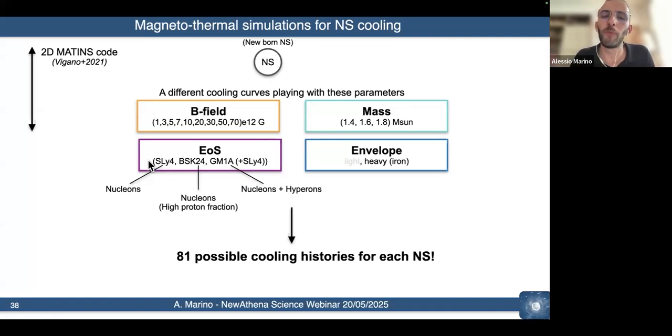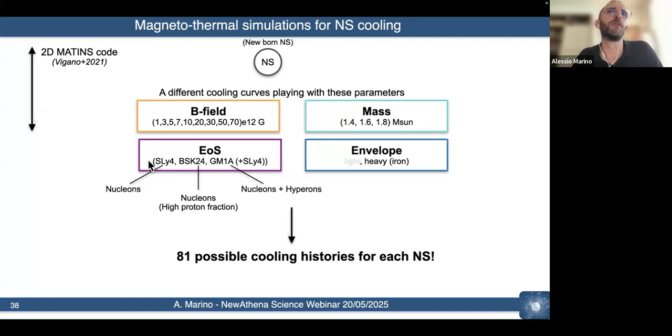And finally, for the envelope, we have 2 flavors: light, which means hydrogen and helium, and heavy, which means mostly iron. In this case, we are also focusing only on the heavy case because a lighter envelope would make, again, our neutron stars hotter.